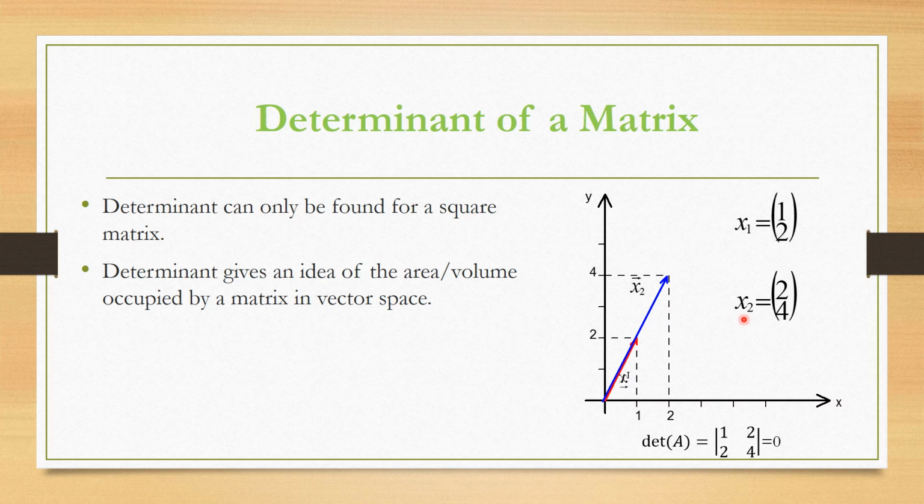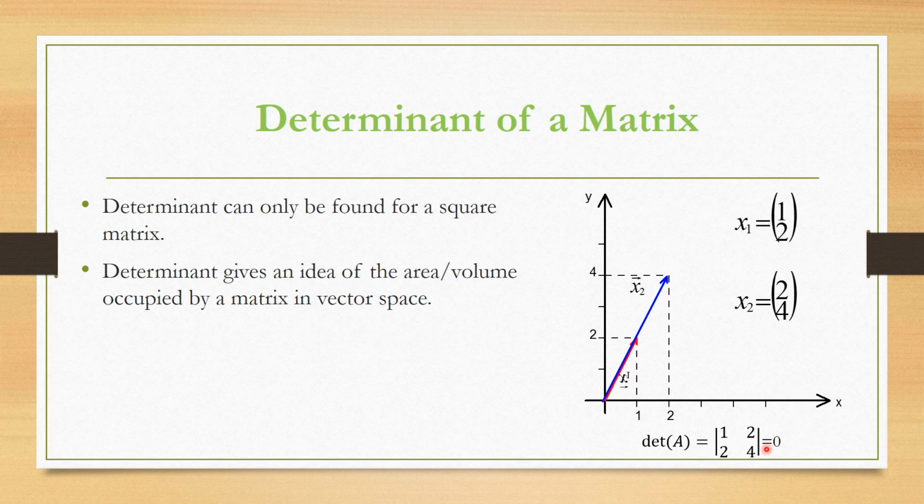If these two vectors are plotted in the xy plane, we get lines passing through the origin. So these two vectors emerge from the origin towards the location 1, 2 and the location 2, 4. These two vectors, in blue color and red color, are coinciding. It means the vector x1 can be represented as a constant times the vector x2. So here, if we check the determinant value, the determinant of the matrix is 0.